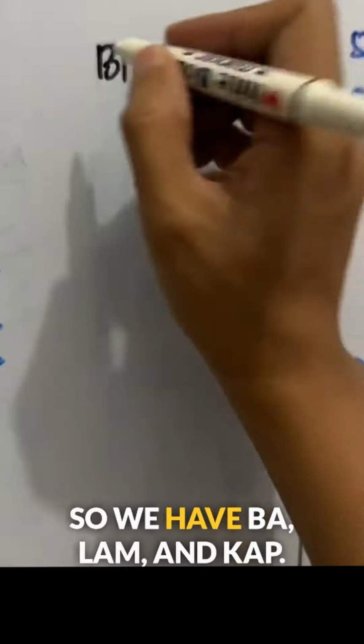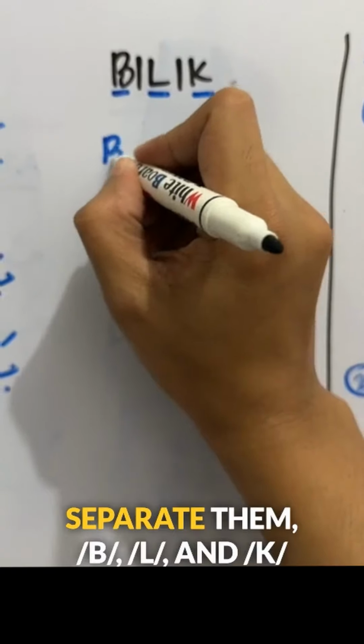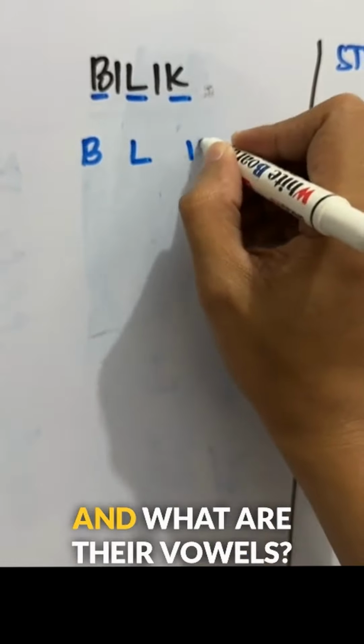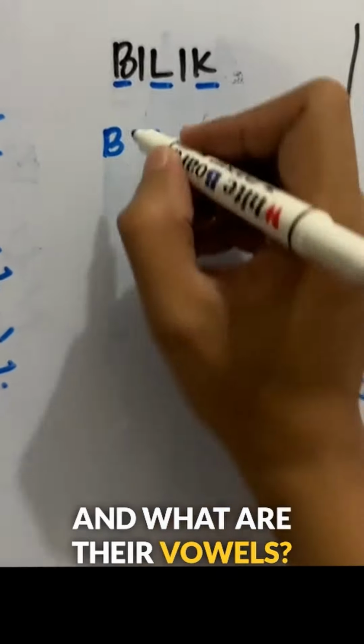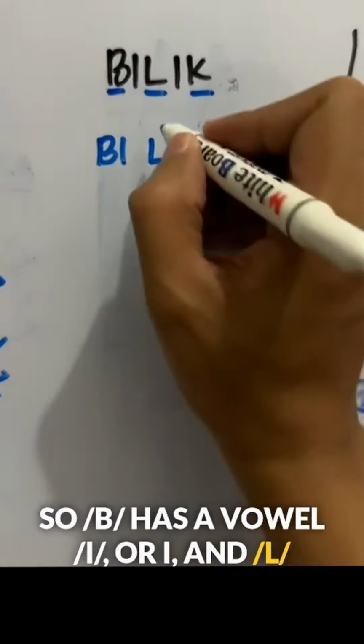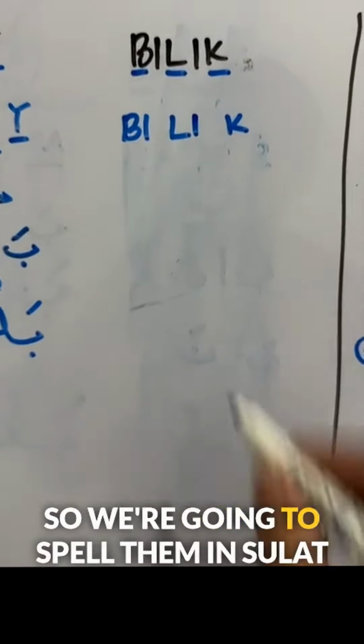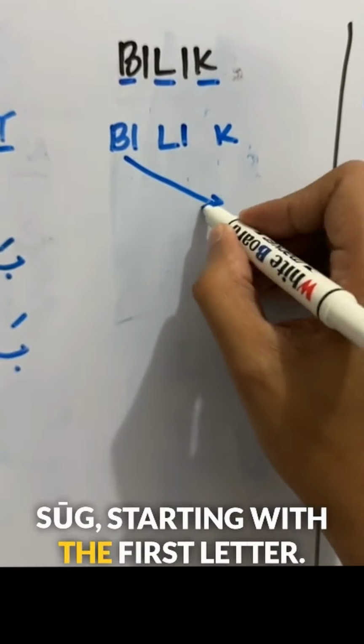So first we identify the vowels. So we have ba, lam, and ka. Separate them: ba, lam, and ka. What are their vowels? So ba has a vowel E or I, and lam has a vowel E, and K has no vowel sounds. So we're going to spell them in Sulat Sug, starting with the first letter.